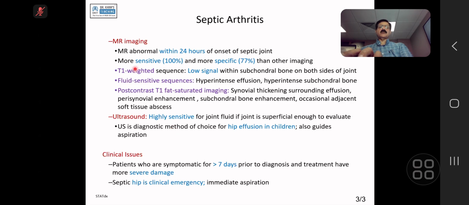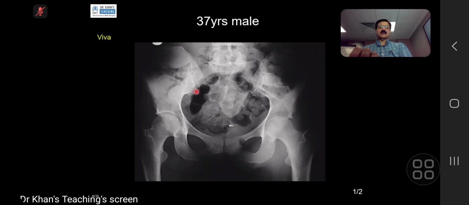MR is very sensitive, 100% sensitive, specificity is 77. And the key point is that there is low signal on T1, and on fluid sensitive sequences it will be high signal. On post contrast, what will happen? There can be two things. One is inflammatory phlegmon, which will enhance. And if there is an abscess, it will be infected fluid, or necrosed fluid with marginal enhancement.